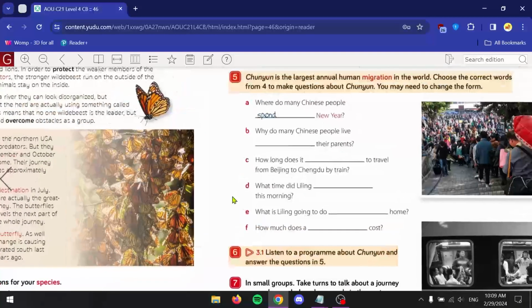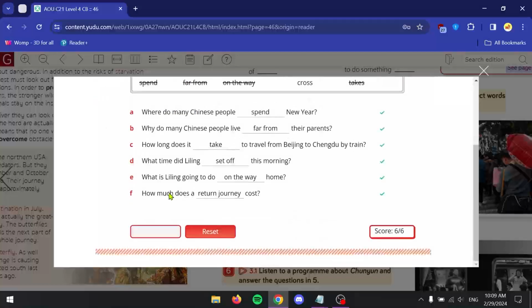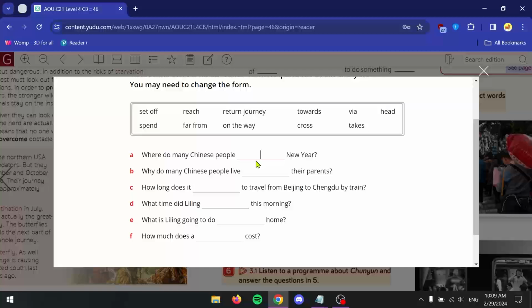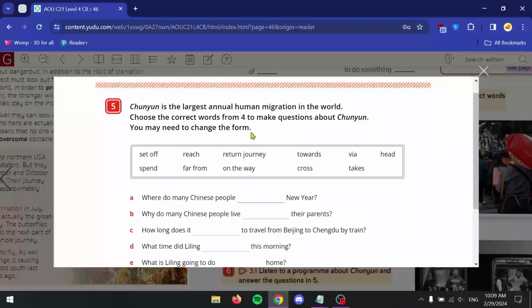All right. Now we can go back to exercise 5. Let me reset this. Chunyan is the largest annual human migration in the world. We have a pretty good idea of this now. And choose the correct words from 4 to make questions about Chunyan. You may need to change the form. Okay. So here we have a few words, more than we need, I think. Yeah, definitely more than we need. And we're going to have to put them in the correct spaces, and maybe we have to change the form as well. So let's go over these one by one and see.